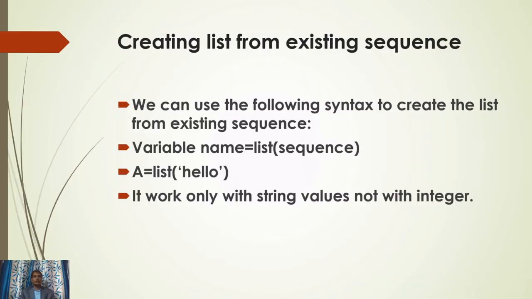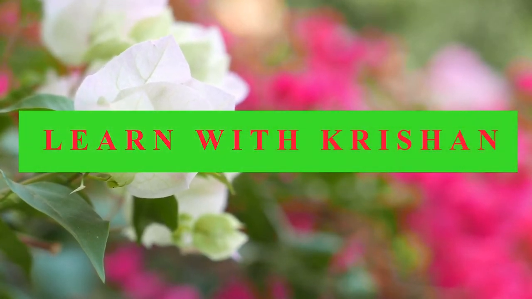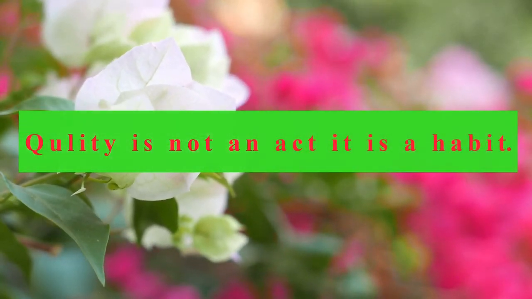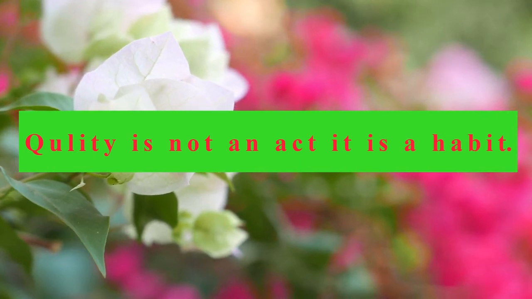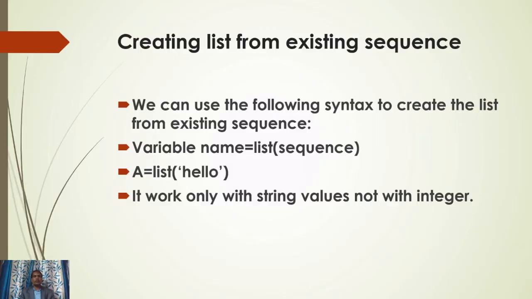Now, let us learn how to create a list from an existing sequence. We can use the following syntax: variable name is equal to list, bracket open, any sequence can be given in inverted comma.